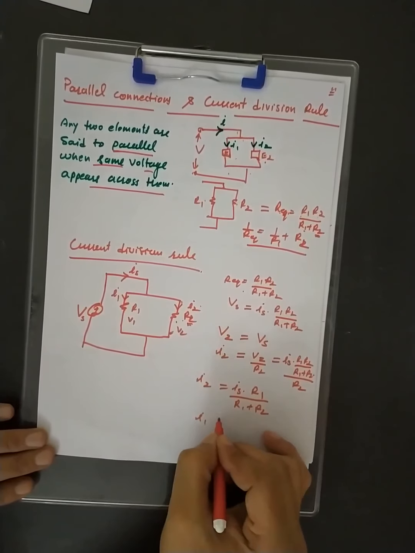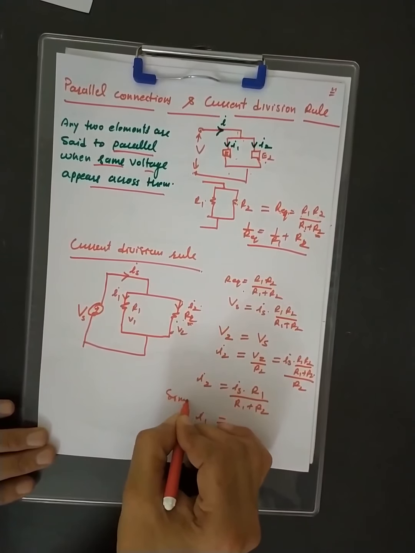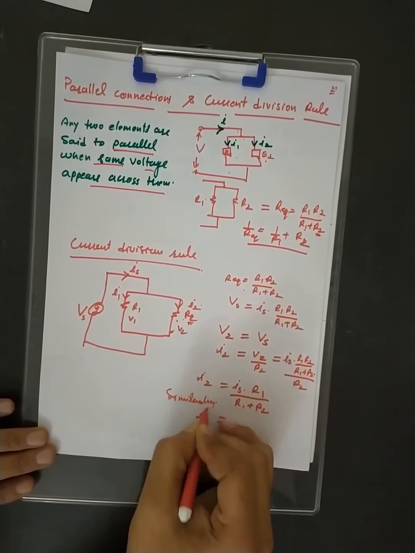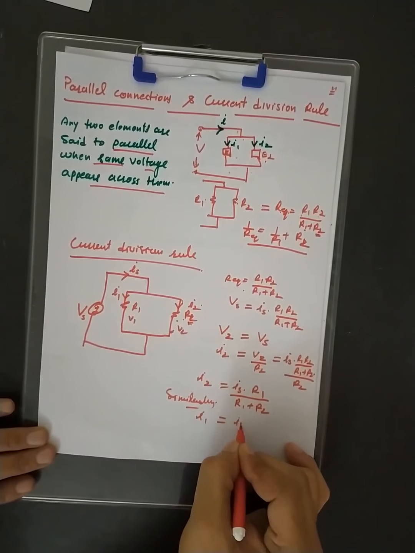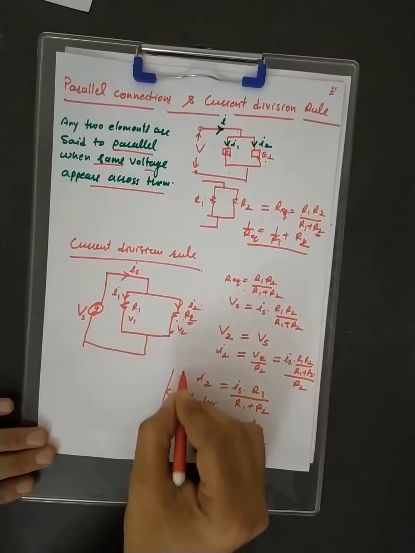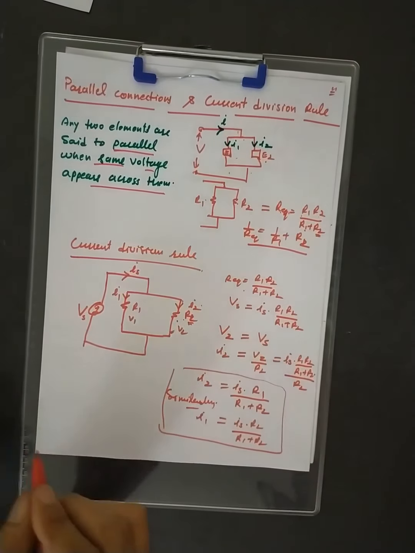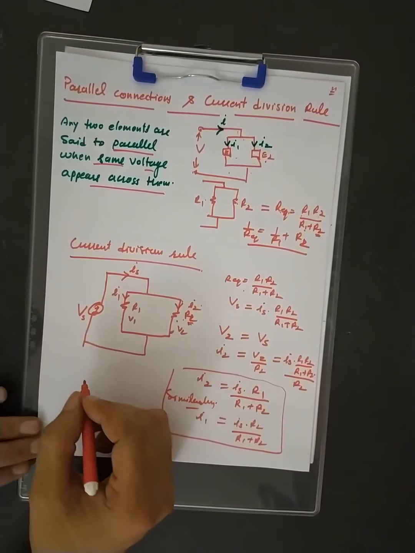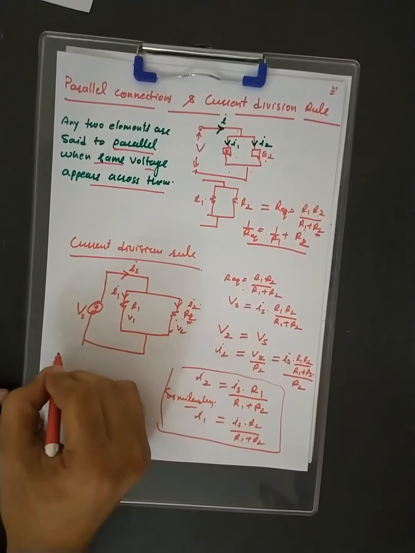Similarly, you can find I1. I1 is equal to Is into R2 upon R1 plus R2. So these are the equations for the current division rule. Now let me tell you how you are going to use them in a numerical problem.